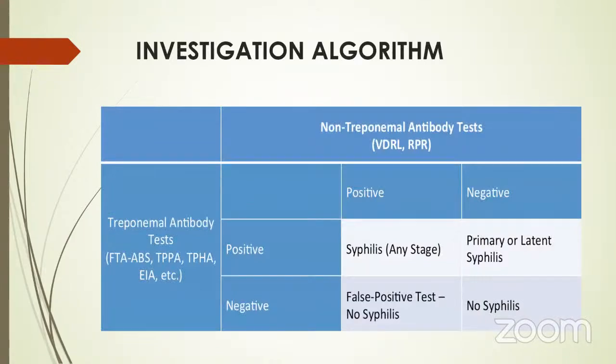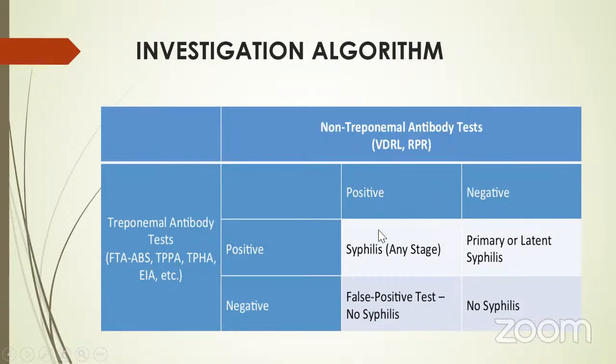Now on the investigation algorithm, basically there are two schools of thought. One school of thought says that we should do the non-treponemal antibody test first and then go to the treponemal antibody test. The other school of thought says that the treponemal antibody test should be done first, then we should go to the non-treponemal antibody test. So I have just tried to simplify this. The usual algorithm is we go with the non-treponemal antibody test first. So we do the VDRL or RPR.